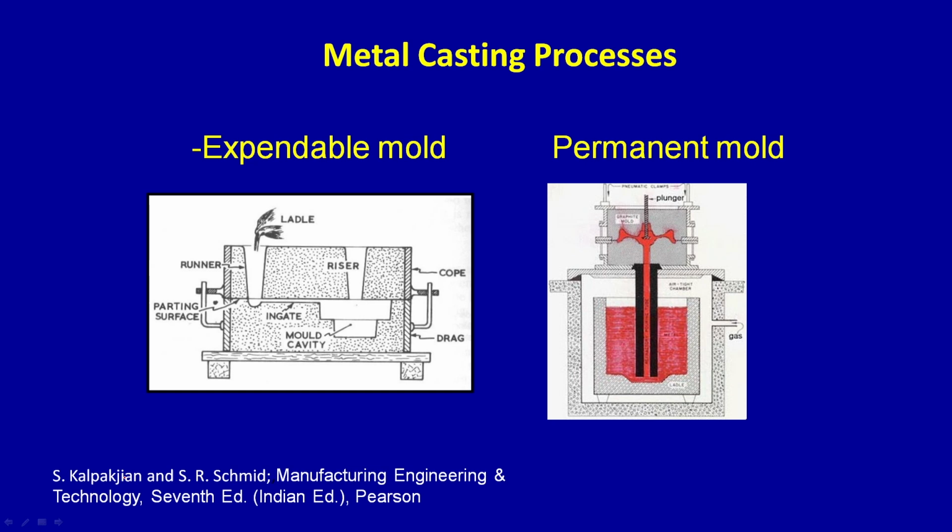Permanent mold means the mold is permanent, you cannot break it down. Obviously, permanent molds are made of metals, right, they must be. And why are they made of metals, not ceramics? Because metals have much higher thermal conductivity, they can take out the heat faster. As you understood, you are solidifying liquid, and liquid solidification requires extracting the heat, then only you can make it solid. So, that is why permanent molds are widely used.